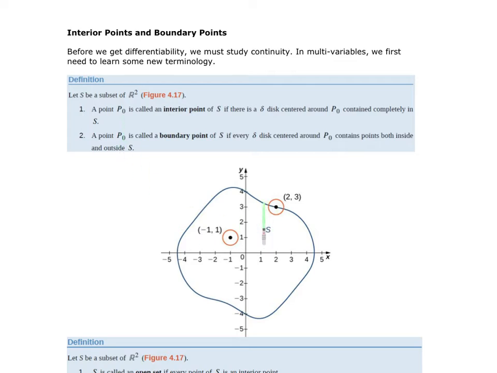A P naught is an interior point of S if there is a disk centered at P naught that is contained completely in S. This is an interior point. P naught is called a boundary point if every disk with a center at P naught, with radius delta, contains points both inside and outside of S. So this is a boundary point. This is interior, it's totally contained within whatever S I'm looking at. In this case, my disk is not completely contained in whatever set S I'm looking at. So this is a boundary point, and this is an interior point.